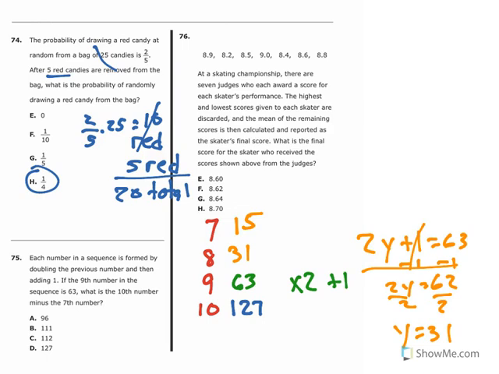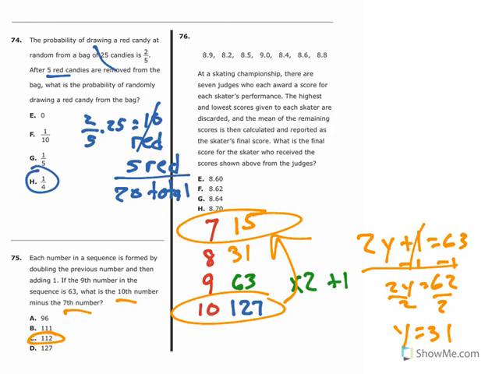Right? And then the question is asking us, what's the 10th number minus the 7th number? So that we should be able to do without a problem. 127 minus 15 should get us 112.